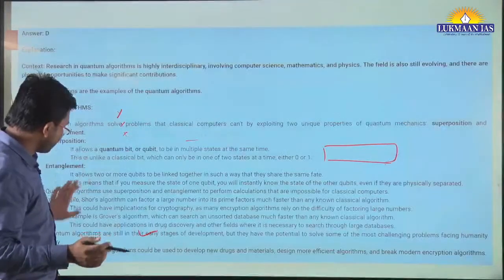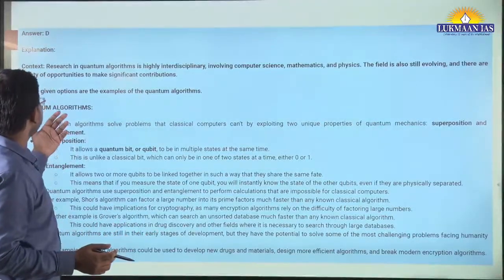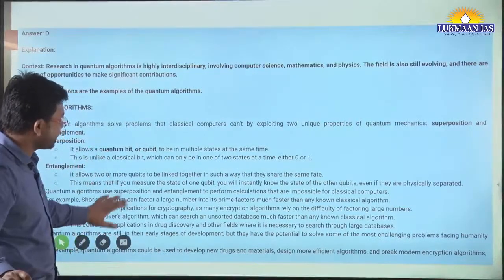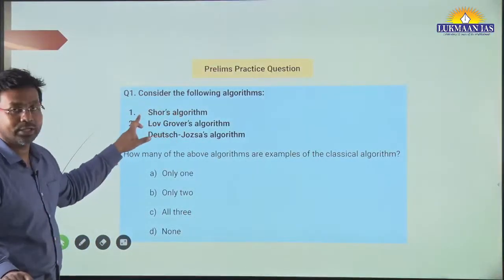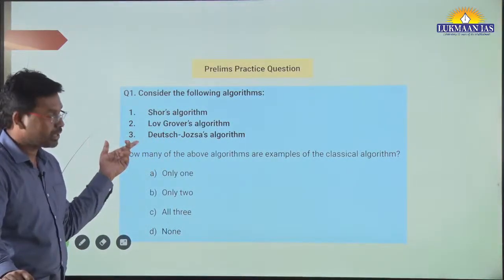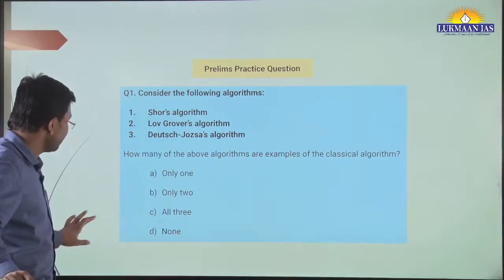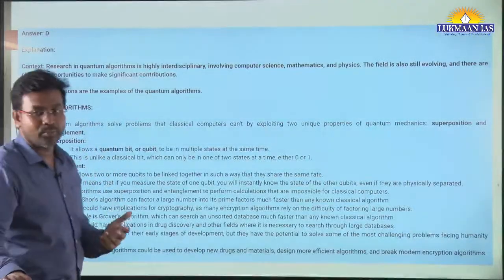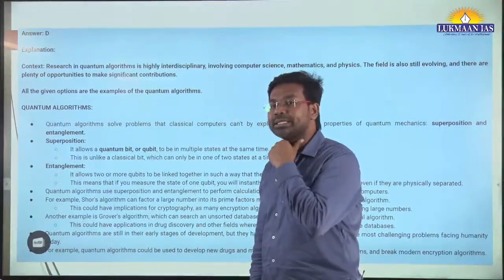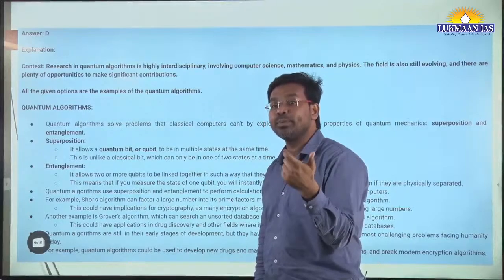We will understand about this. We have given the explanation to this question also. These algorithms mentioned here, Shor's algorithm, Grover's algorithm, and Deutsch-Jozsa algorithm, are quantum algorithms. They are used for quantum computing. In quantum computing we use qubits. Qubits showcase various principles. One of the principles is known as the principle of superposition.